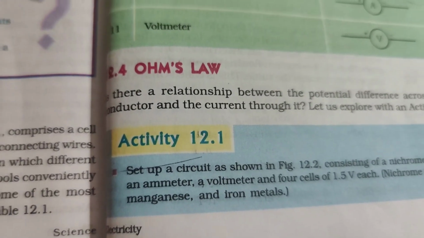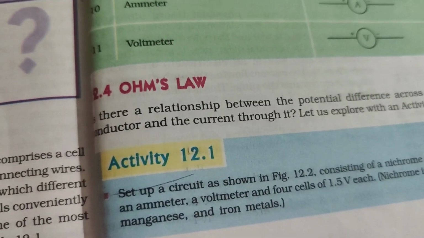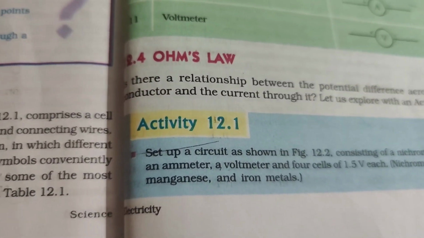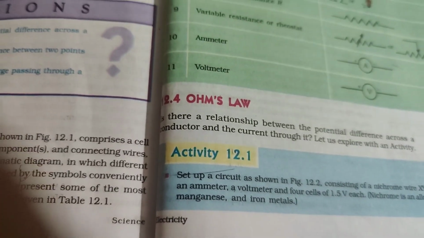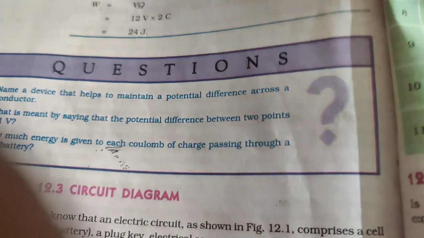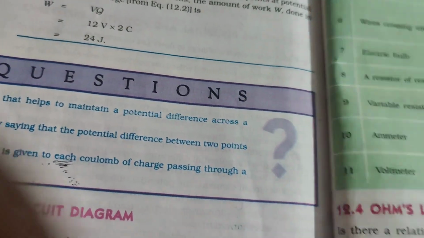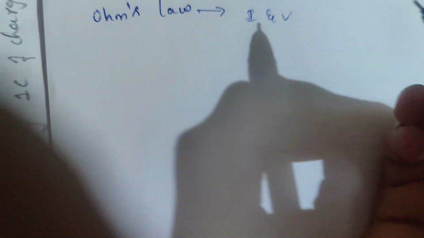So we have already studied about electric current and potential difference. Today we are going to study Ohm's law. Ohm's law is a relationship between electric current and potential difference. Ohm's law is a very important topic, children. You have to learn it. Ohm's law means it is a relationship between electric current and potential difference.